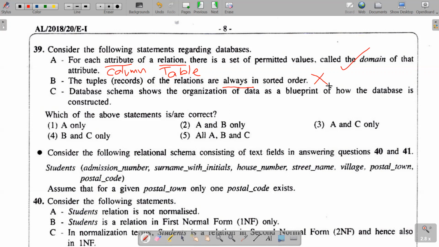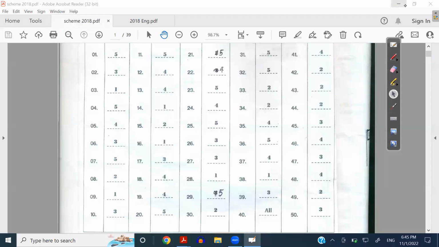Database schema shows the organization of data as a blueprint of how the database is constructed. Yes, that can be taken. So A and C. Third one, question 39, third. Yes, third. And the 40th, all කියලා තියෙනවා. 40th කතා කරන්න කියලා නැහැ.